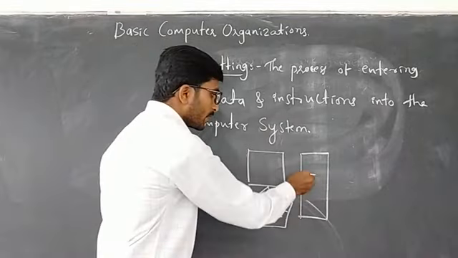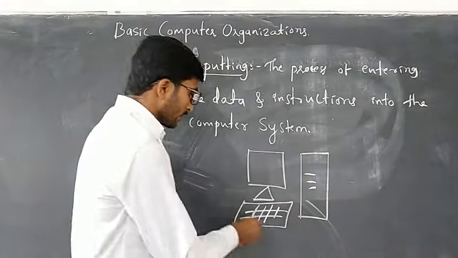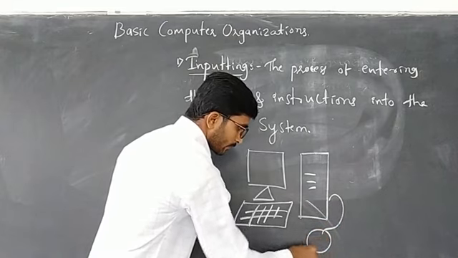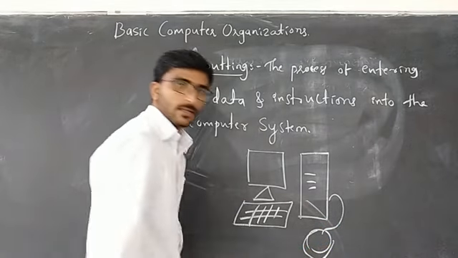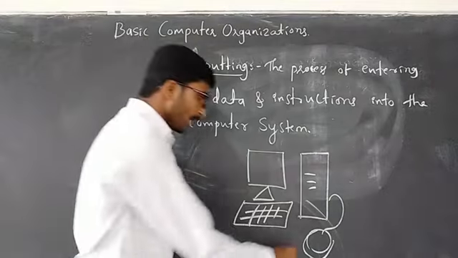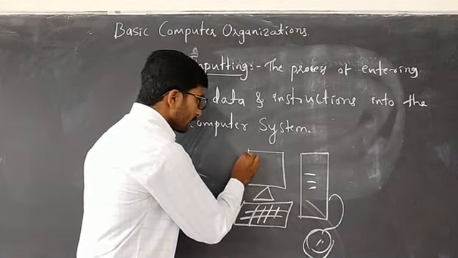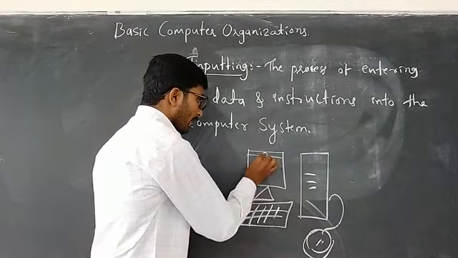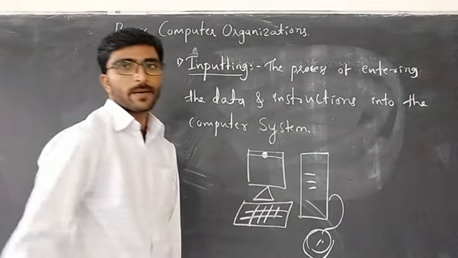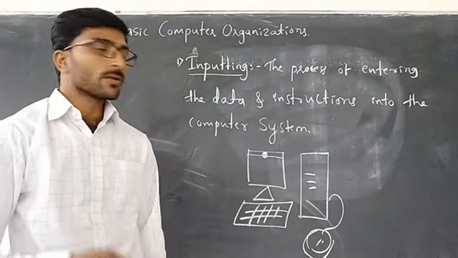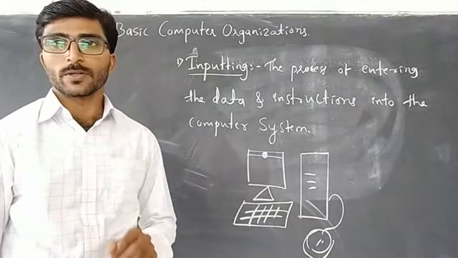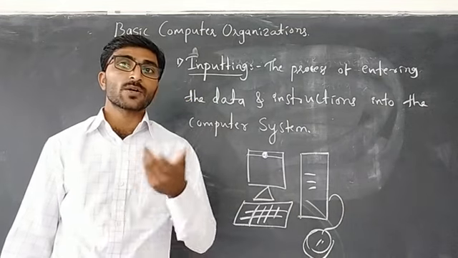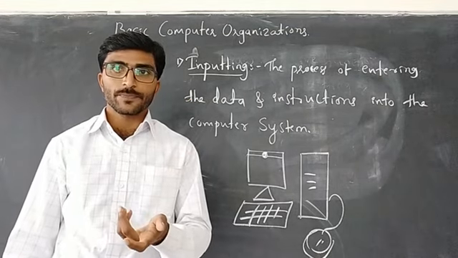So this is the CPU, and after that there is a mouse. This is a mouse. Every modern computer has one web camera, a webcam. Now come to the inputting points. What do you mean by inputting? Inputting is acquiring or entering the data.